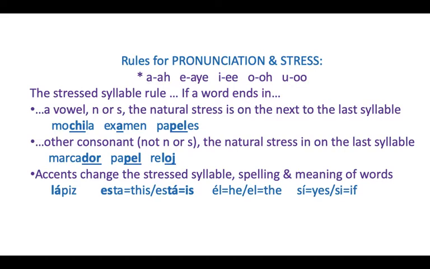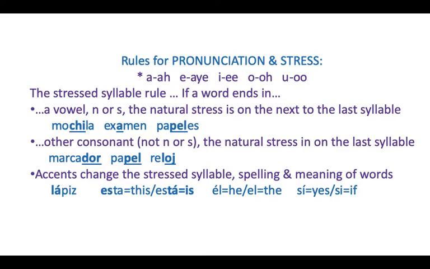Let's continue. Repita. Esta. Está. The accent changes the stress, and it also changes the meaning. Esta means this. For example, esta mesa, this table. Está is a conjugation of the verb estar, to be. ¿Cómo está? How are you? Él está bien. He is fine. So it changes the spelling, the pronunciation, and the meaning.